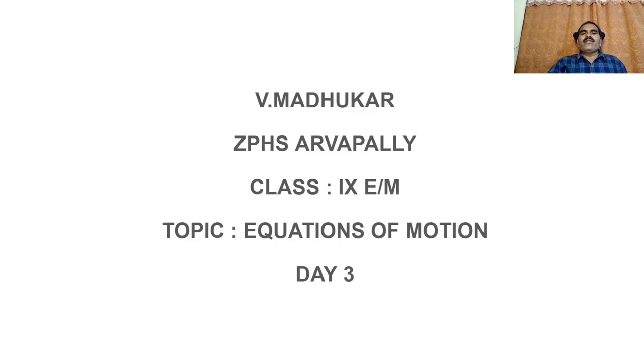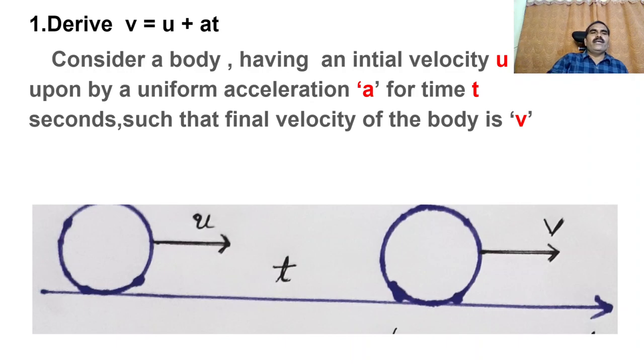Before deriving the equations of motion, we have to remind the previous physical quantities. What are they? Motion, rest, distance, displacement, speed, velocity, and acceleration. We also discussed the various types of speeds, various types of velocities, and also uniform acceleration and non-uniform acceleration. So today we are going to discuss the derivations of equations of motion.